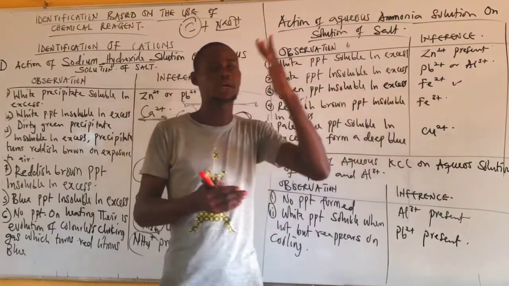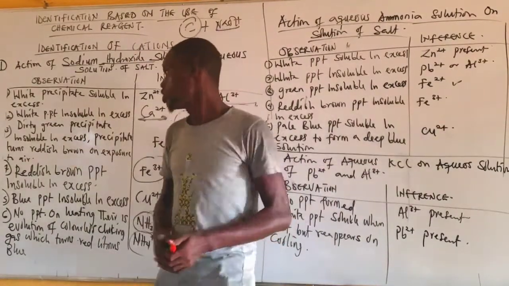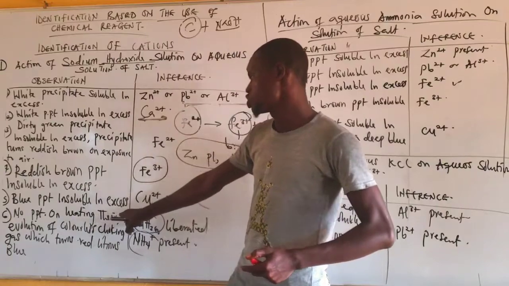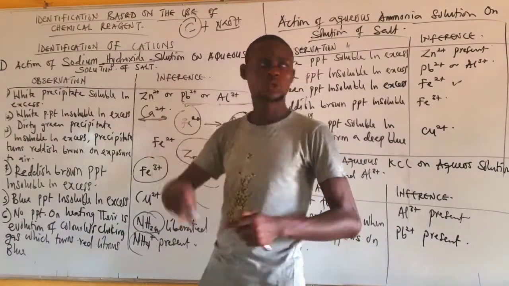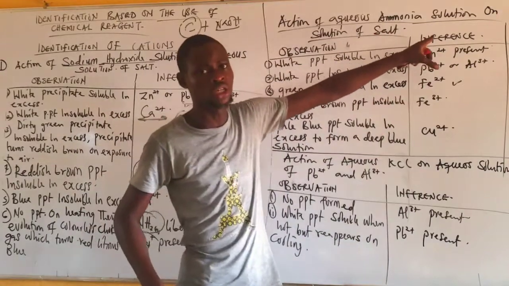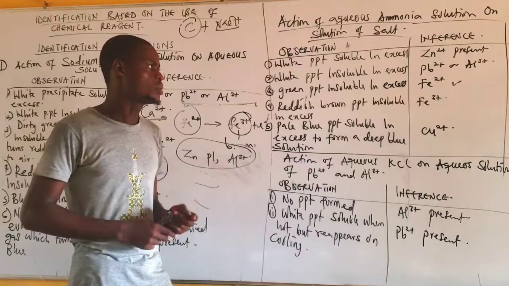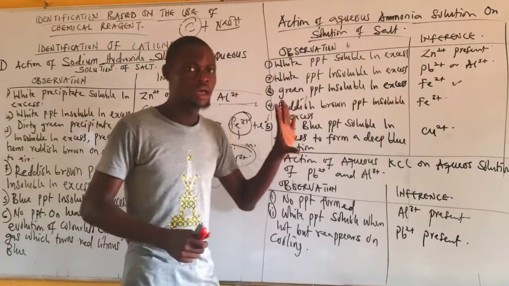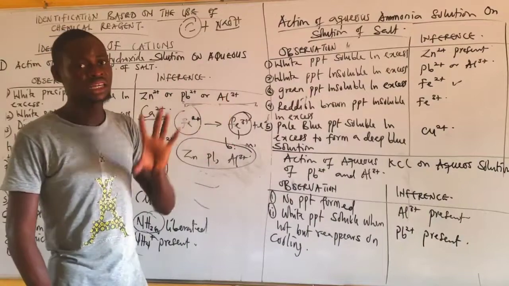When the color changes and becomes more dense, it shows the presence of what? Copper 2 ion. Don't forget that copper 2 ion will be insoluble in sodium hydroxide. Are you getting something now? But when it gets to ammonium solution, it becomes soluble. Just note that.